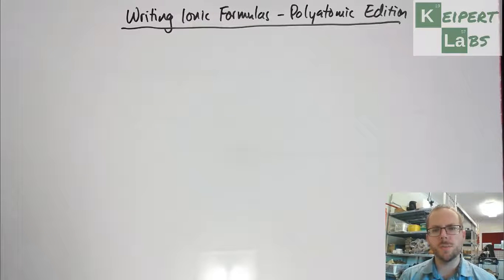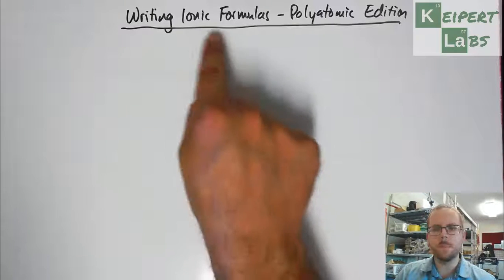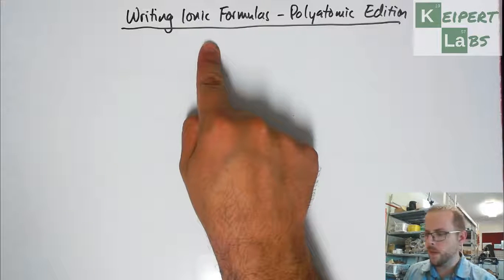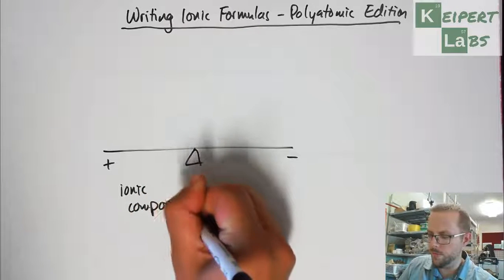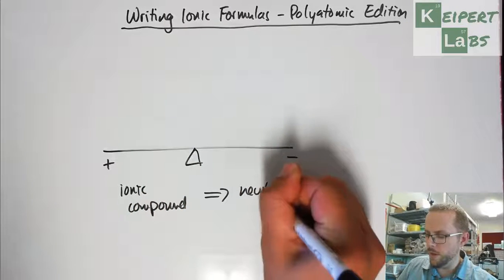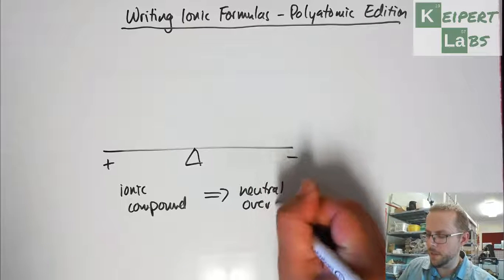In the last few videos we've been talking about ionic compounds in terms of ionic bonding, so thinking about how compounds can form when ions are joined together, and also starting to think about how we can write chemical formulas that represent how those compounds are put together. In that video, we introduced this idea of the seesaw, with the positive side and the negative side, recognizing that an ionic compound needs to be neutral overall, so the number of positive and negative charges balance out.